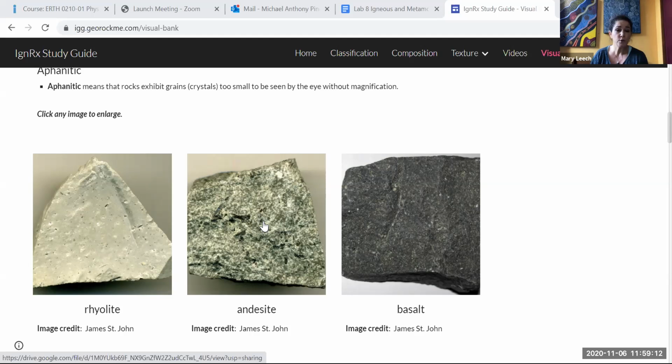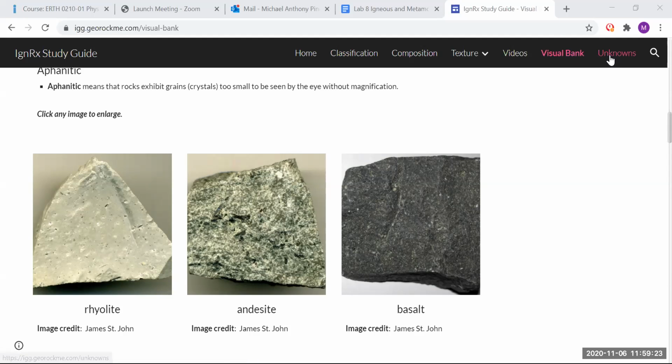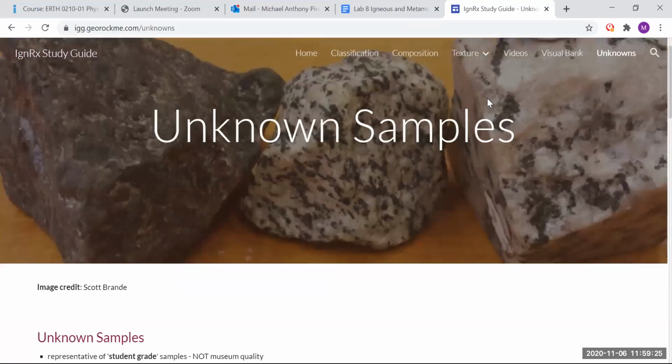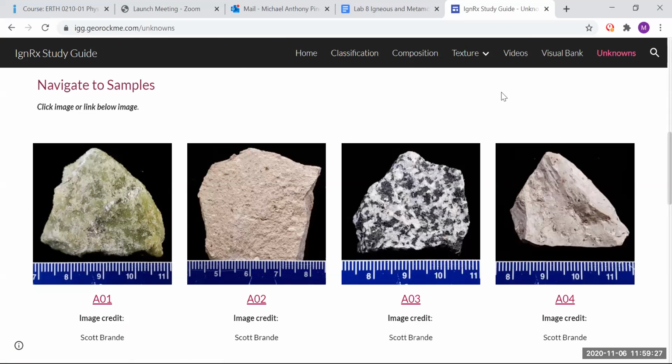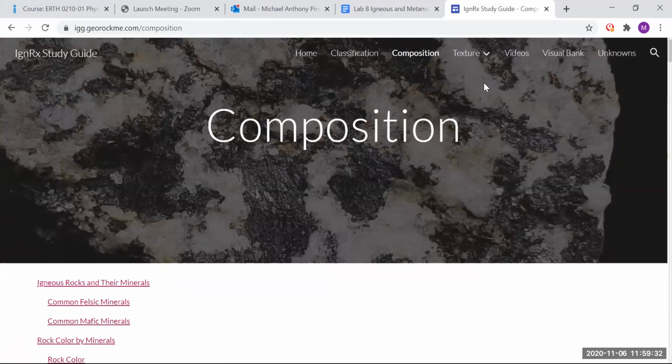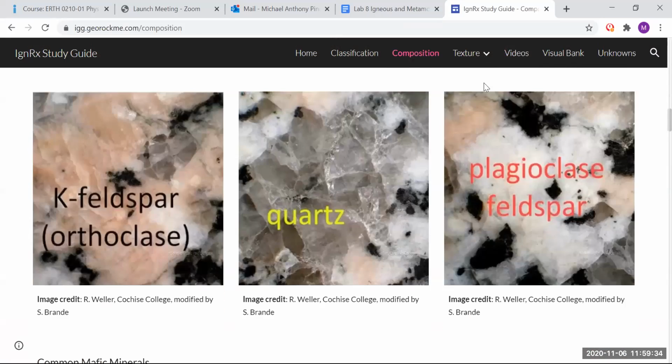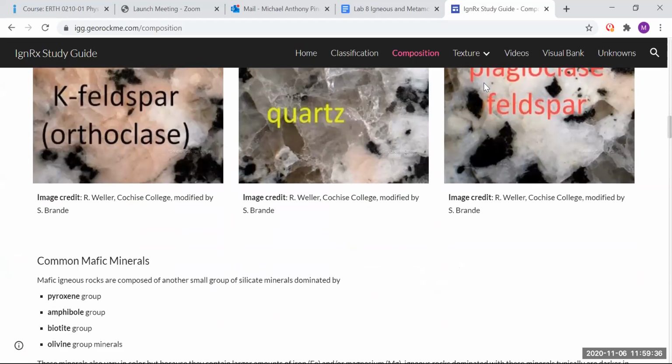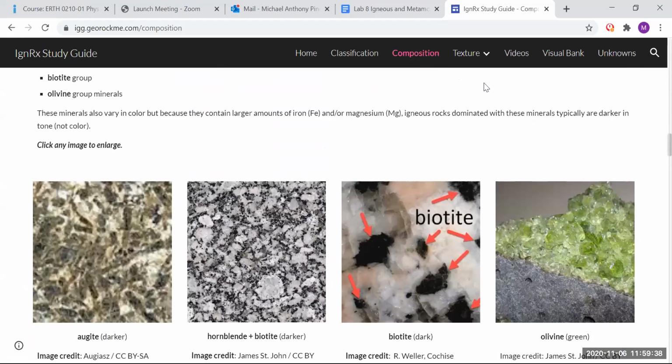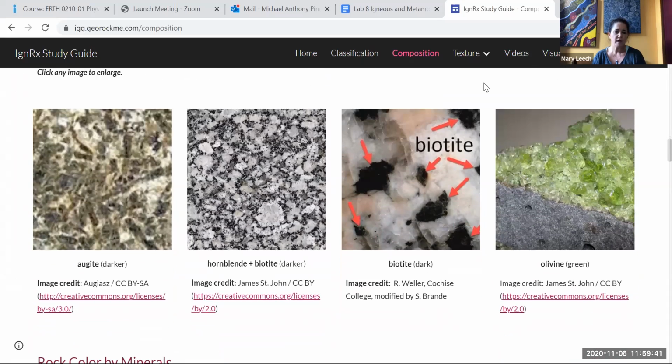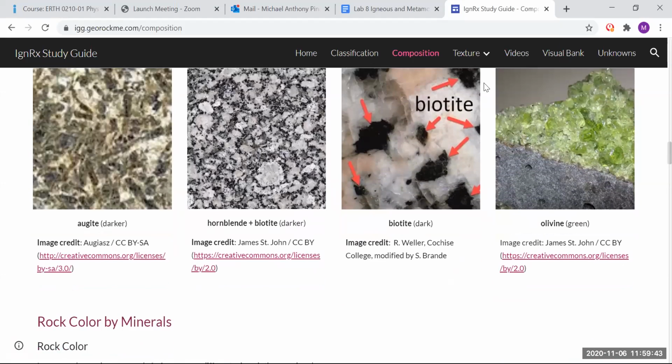Okay. But number 3, with the white minerals and the black minerals, you could make some guesses there. Yeah, this is very helpful, in fact, to look at the page.